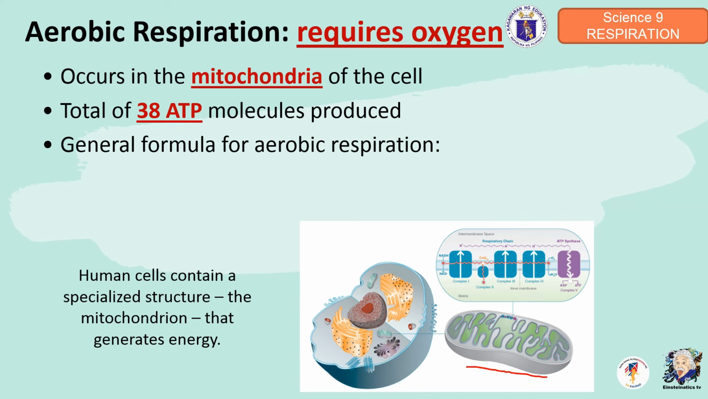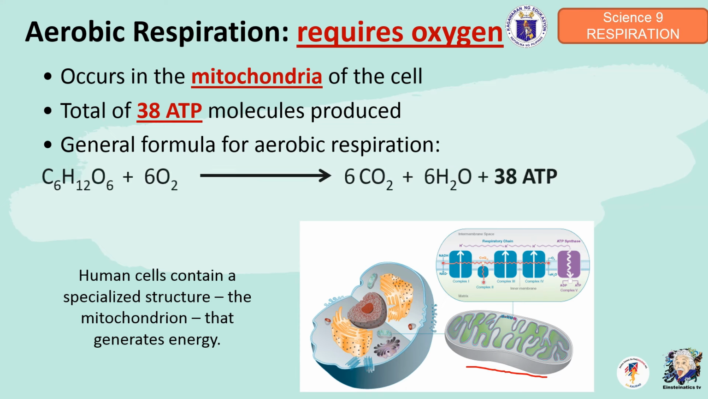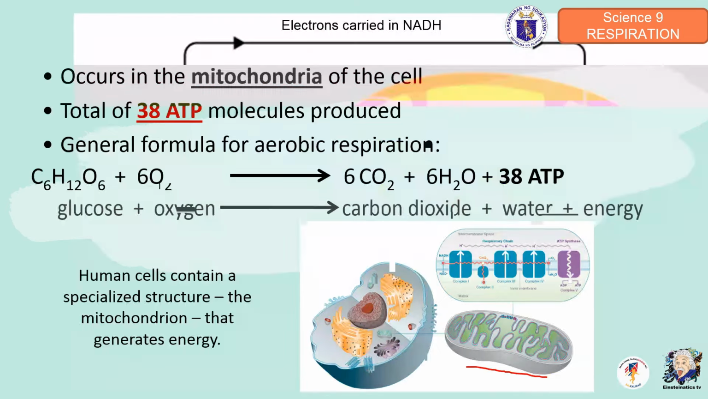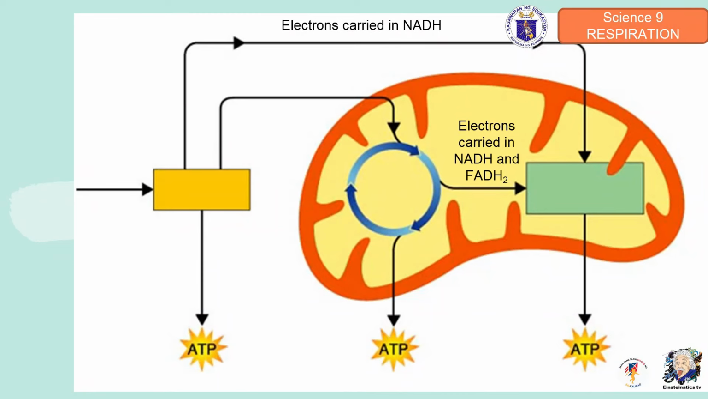And the general formula for aerobic respiration is this one. Now let us look at the process of cellular respiration. The raw material needed for cellular respiration is glucose. Remember that glucose comes from the food that had been consumed by the consumers.